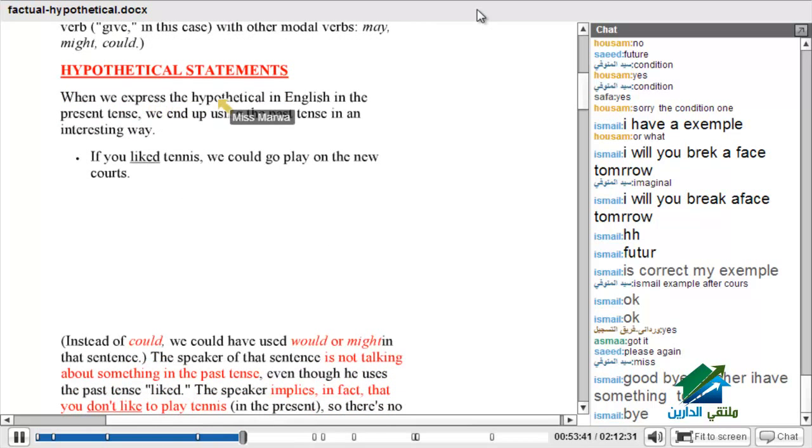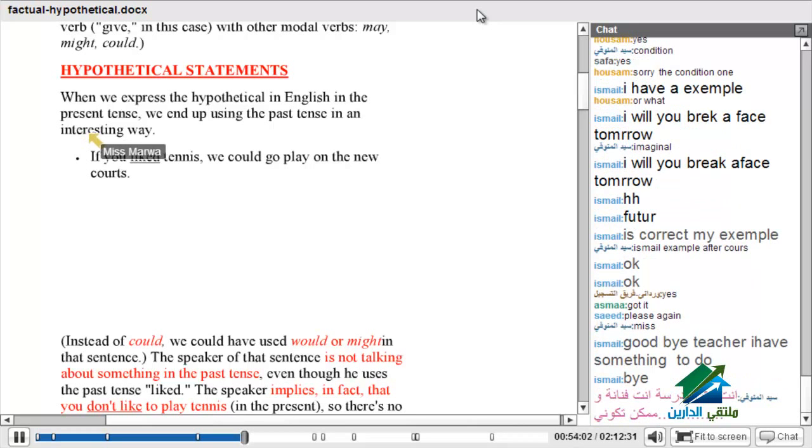When we express the hypothetical in English in the present tense, we end up using the past tense in an interesting way. يعني, if you have to use hypothetical statements, okay, and you are speaking about a situation in present. Now, I want to speak about something in present, but I have to use conditional if. Okay?